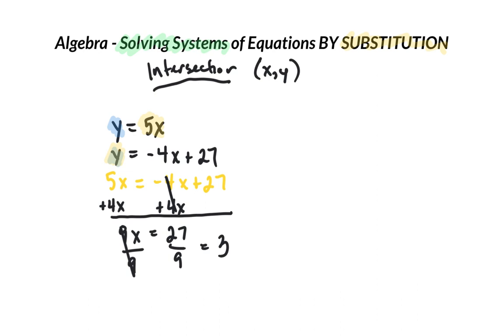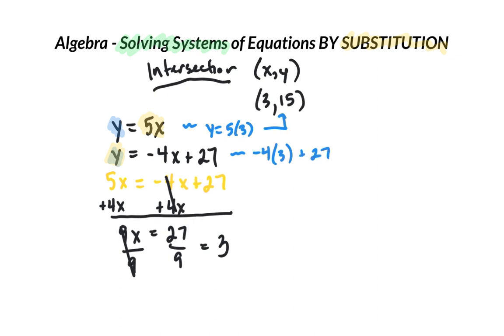Remember, we need an x and a y. Now, we know what x is. To get y, we can use either one of these equations and plug 3 in. It doesn't matter. I personally think that first one looks a lot easier. In my case, y is equal to 5 times 3, so that's 15. I think that's a lot easier than the other one, but certainly both will work. Remember, we're finding an intersection, so it's got to work in both equations. So if you did negative 4 times your x plus 27, that will also be 15.